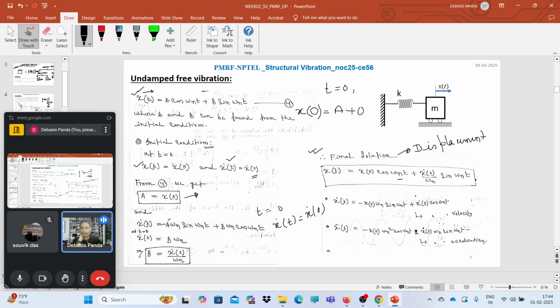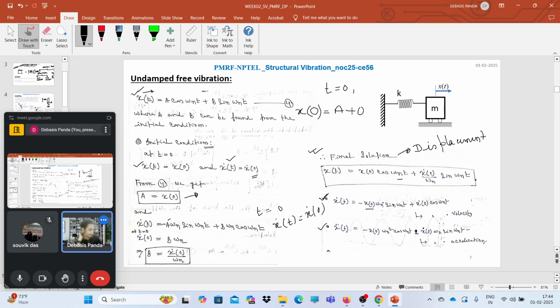Okay, now once we have the equation for the displacement, we can solve for velocity. You just need to differentiate it. So x dot of t is nothing but minus the initial displacement x naught omega n sin omega n t plus x dot naught cos omega n t. And again, if you differentiate it, you will get the expression for the acceleration also.